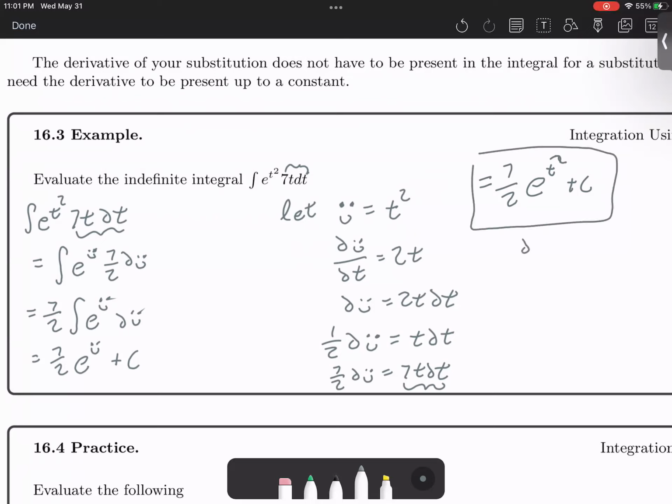Let's double check. If we differentiate with respect to t, the 7/2 can move past the derivative. You're left with e to the t squared, and the derivative of the plus c is plus 0. So when you differentiate e to the t squared, you get e to the t squared, but then by the chain rule, you have to multiply by 2t. Your 2's cancel, and you're left with 7t e to the t squared, which is your original function. So what we have here in a box is the family of antiderivatives.